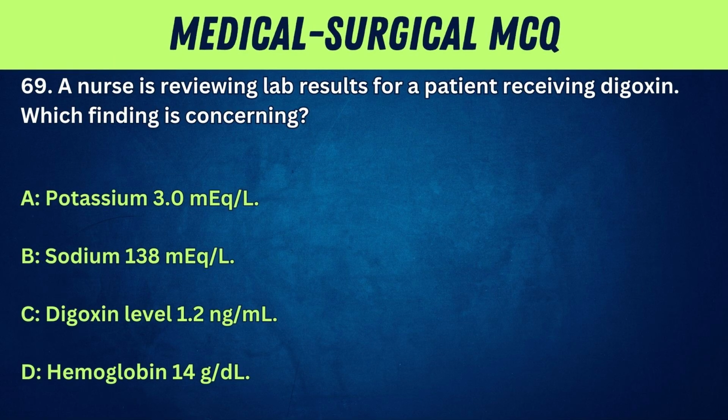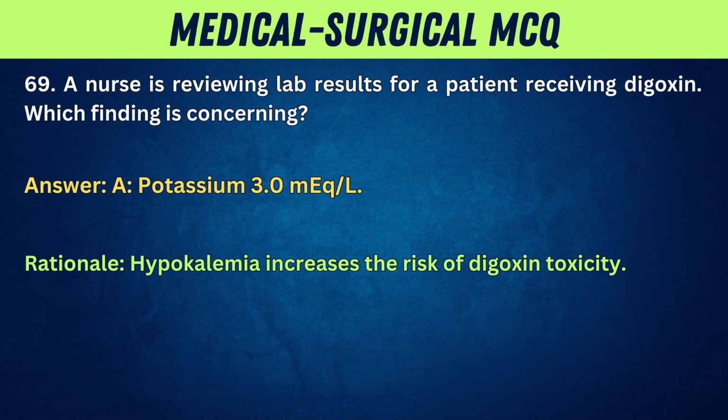69. A nurse is reviewing lab results for a patient receiving digoxin. Which finding is concerning? A. Potassium 3.0 milliequivalent/L. B. Sodium 138 milliequivalent/L. C. Digoxin level 1.2 nanograms per milliliter. D. Hemoglobin 14 g/dL. Answer: A. Potassium 3.0 milliequivalent/L. Rationale: Hypokalemia increases the risk of digoxin toxicity.